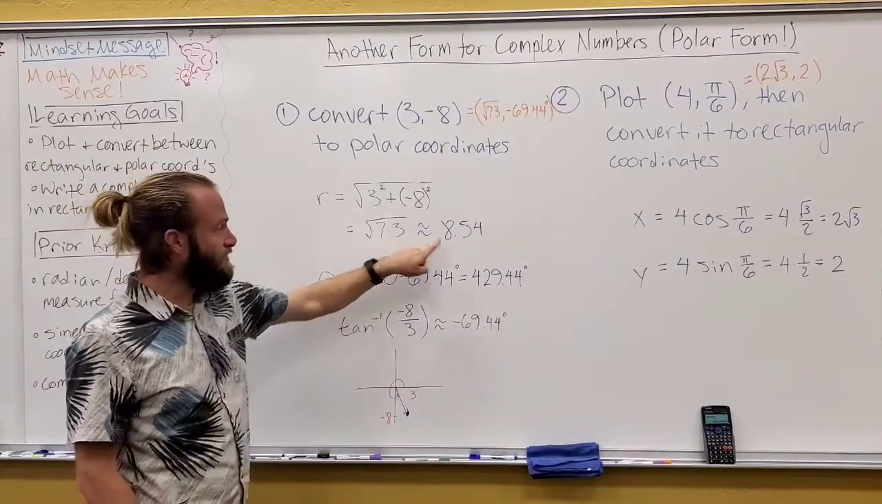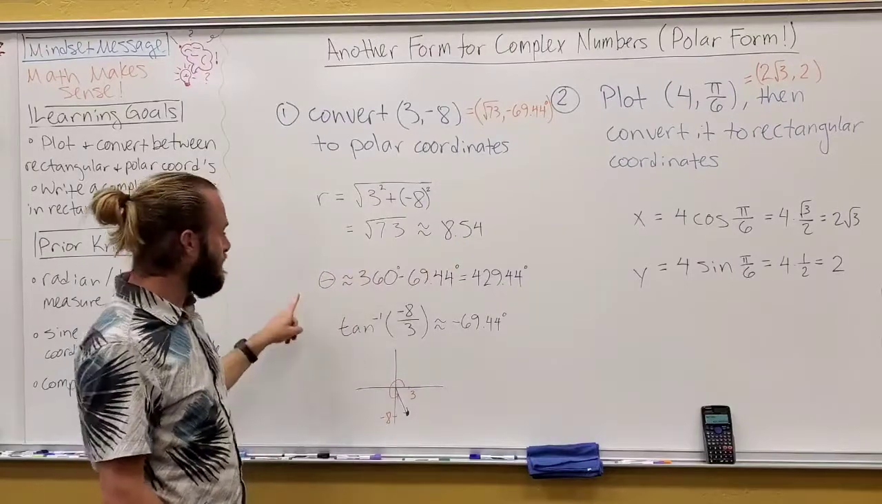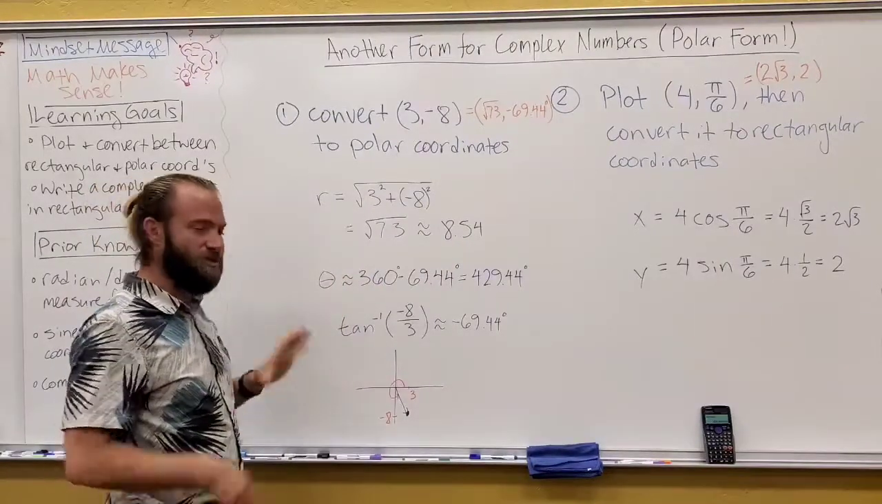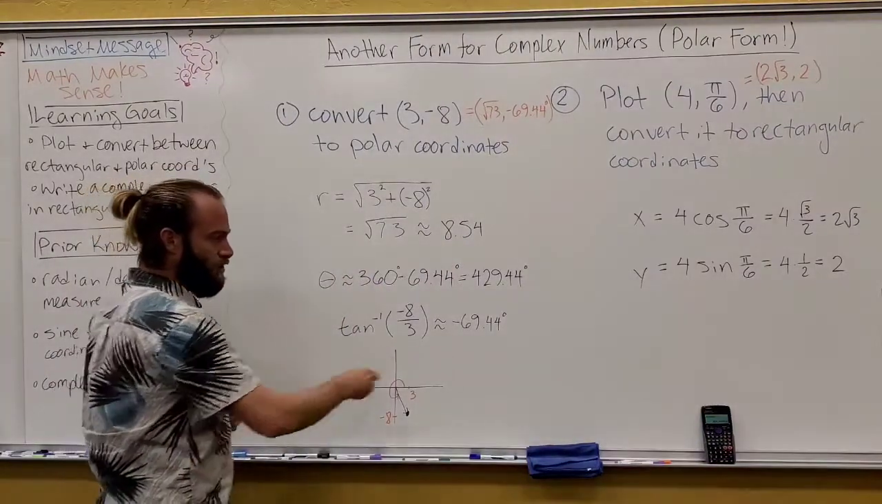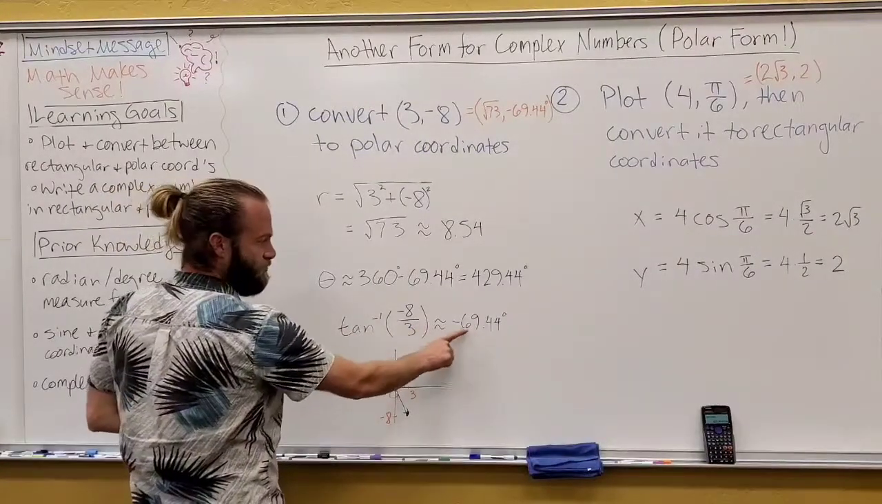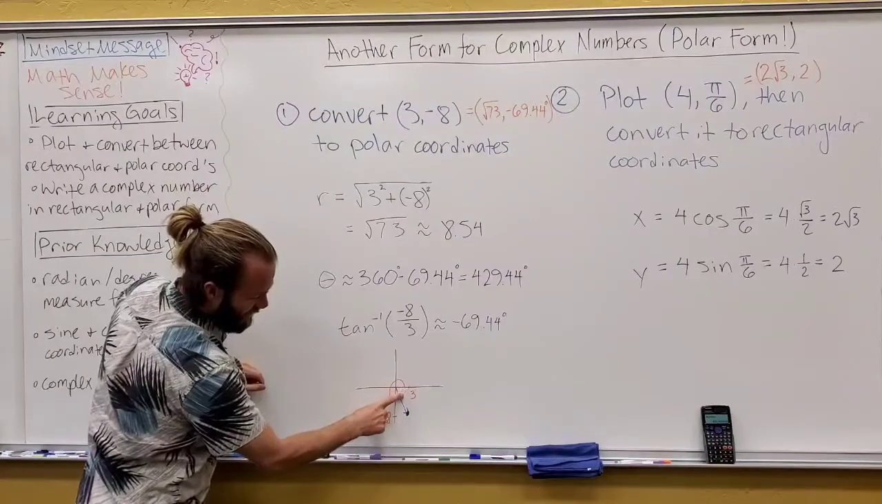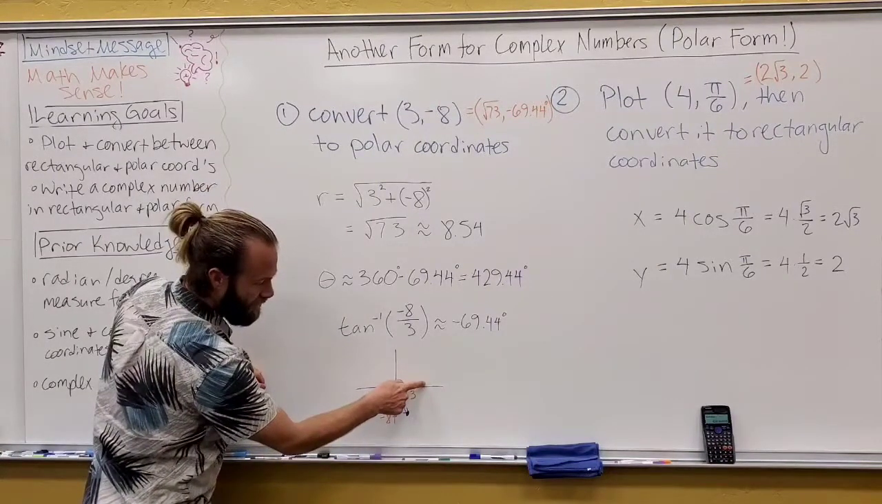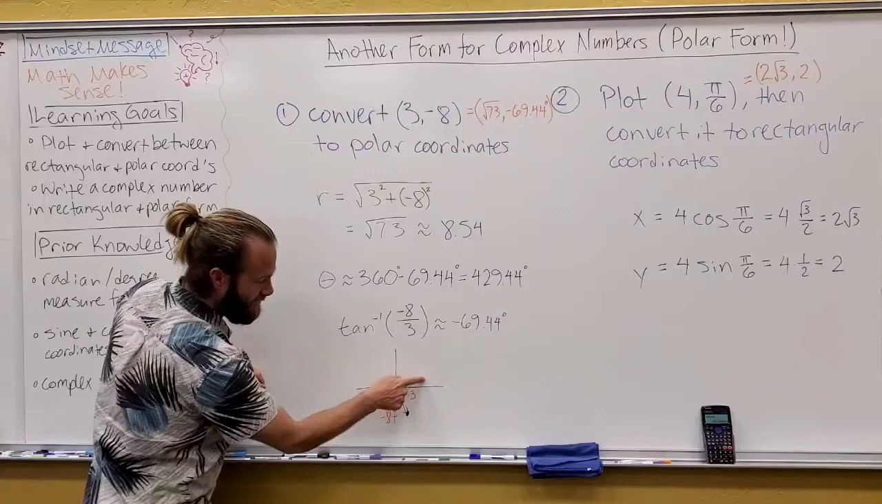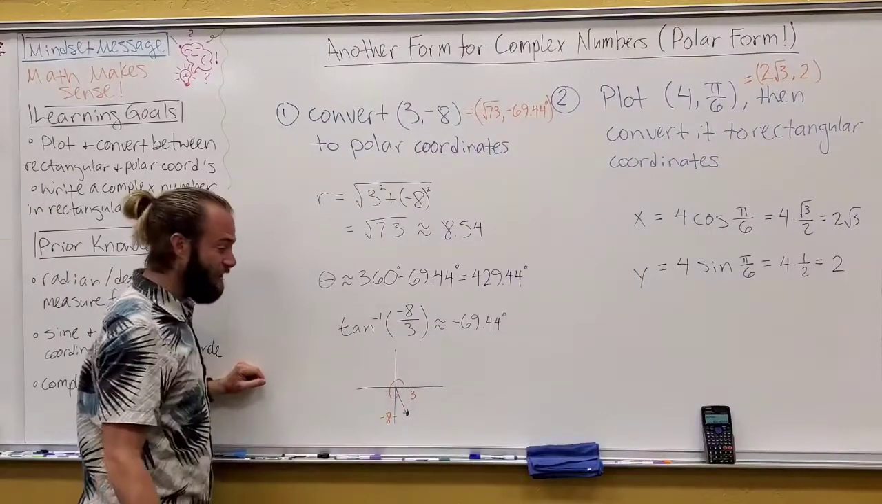So you should get root 73 for r, about 8.54. And then this one, remember, is a little tricky, so we'll talk through it again a little bit. You'll notice your calculator, if you do the tangent inverse, spits out negative 69.44. That's talking about this angle, but again, we typically are measuring angles from the positive x-axis and rotating around, right?